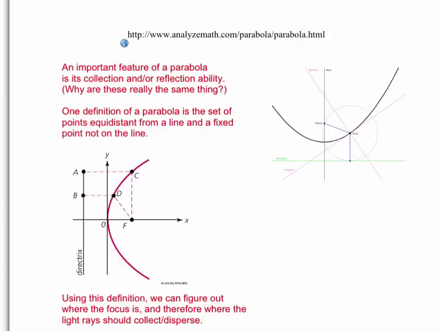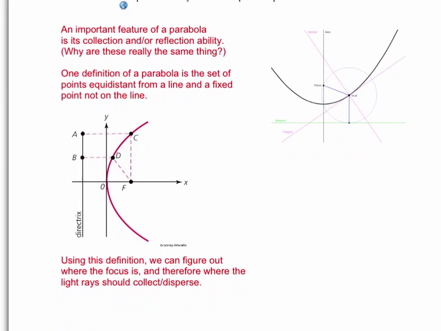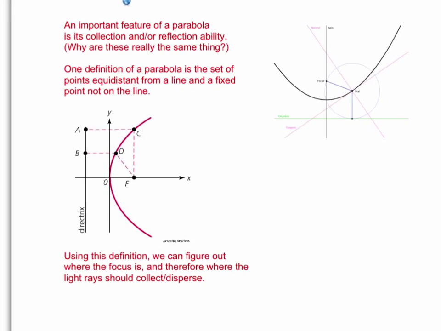The definition of the parabola in terms of a locus, or a set of points, is the set of points equidistant from a line and a fixed point not on the line. And we'll talk a little bit more about that definition later. But what you really need to see now is that there is an important point called the focus, which is right here. That's sort of inside the parabola.